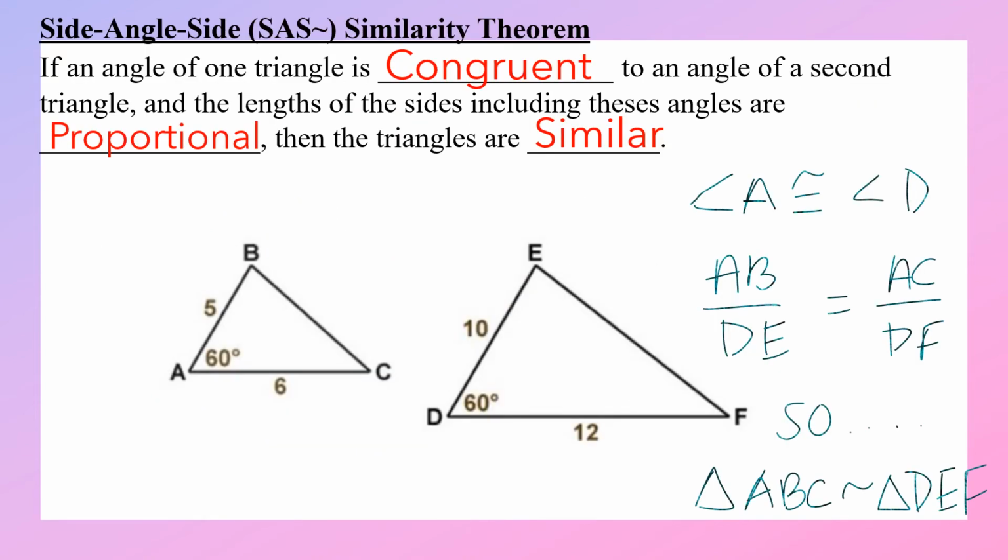Then the last one, side-angle-side similarity theorem. If an angle of one triangle is congruent to an angle of a second triangle, and the lengths of the sides, including these angles, are proportional, then the triangles are similar. So if you have two figures and you have a side that's proportional to another side, you have one congruent angle, and then another side that's proportionate, you can say that those two triangles are similar.